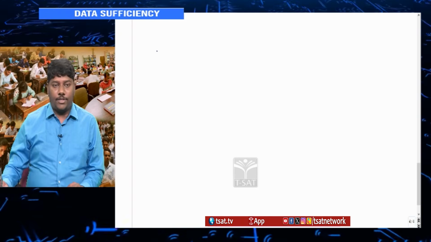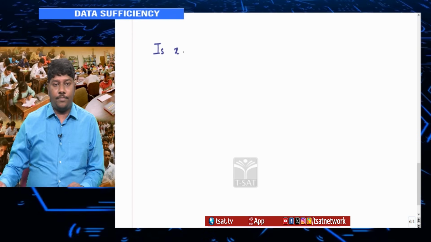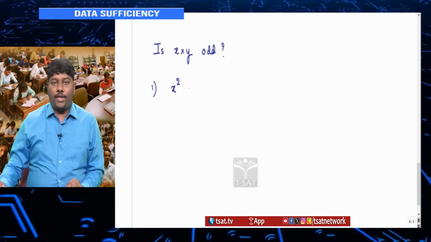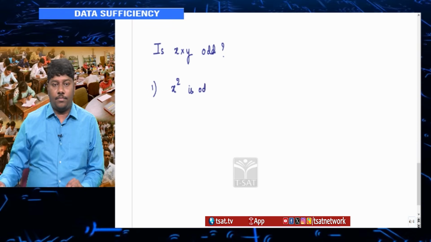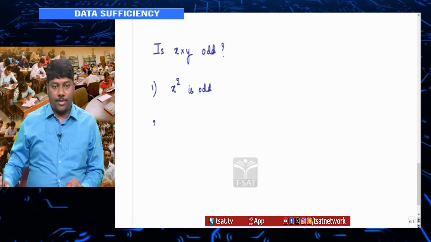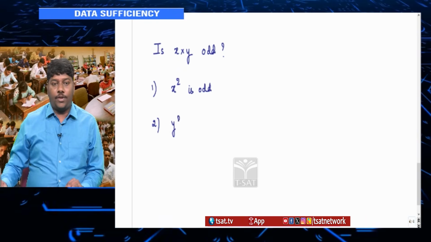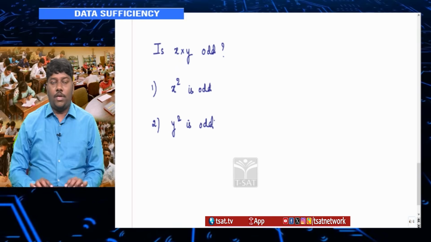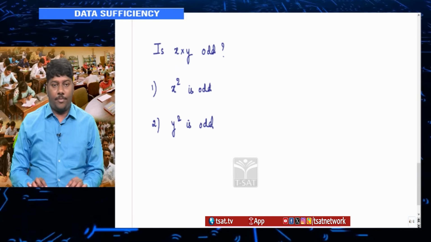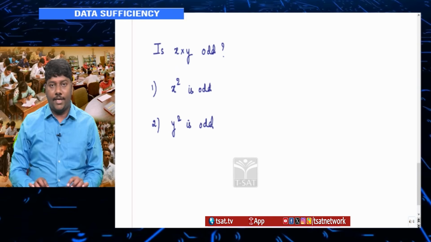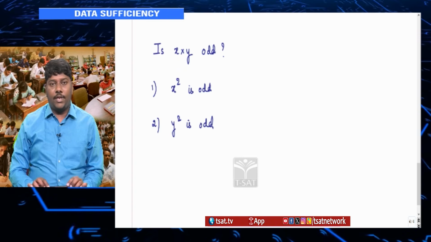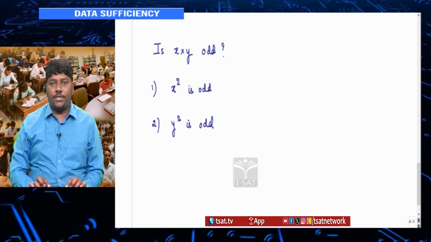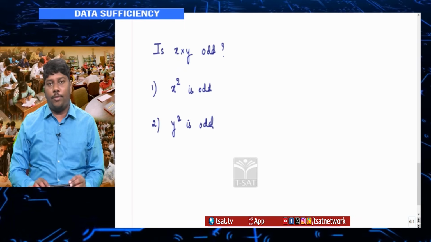Suppose if I ask you, is x into y odd? Statement 1, x square is odd. Statement 2, y square is also odd. Now, x into y odd, look at first statement, x square is odd. By using first statement, I can say x is odd. By knowing x is odd, we can't answer x into y is odd or not. So, first statement is not sufficient to answer the question because I don't know about y.